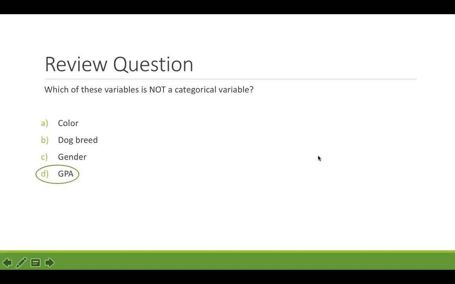All right, awesome. Yes, D is not a categorical variable because GPA is numerical based. Gender, dog breed, color, those are all qualitative variables.